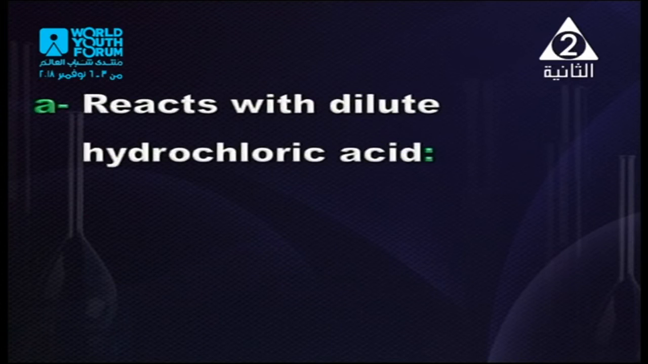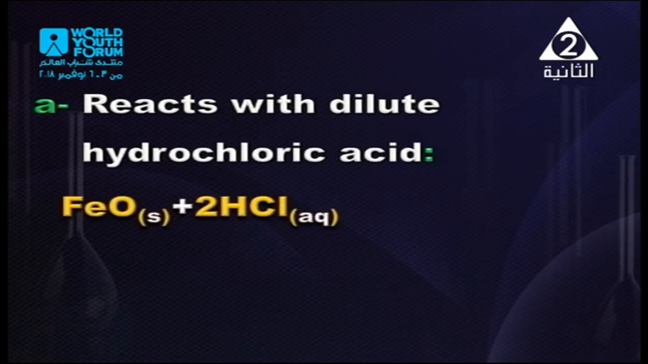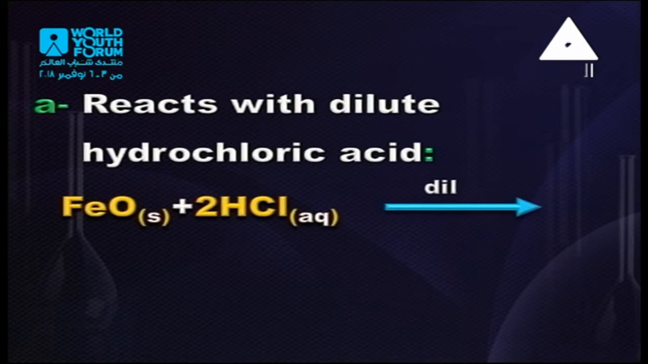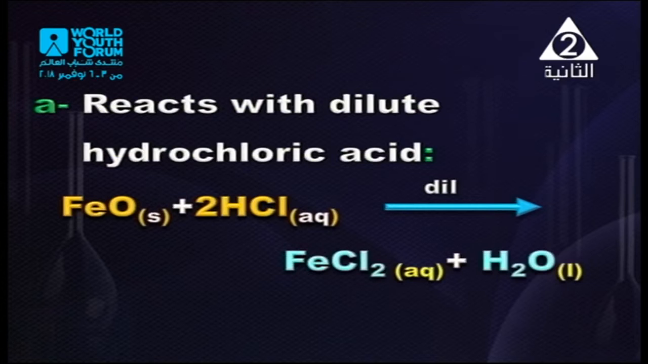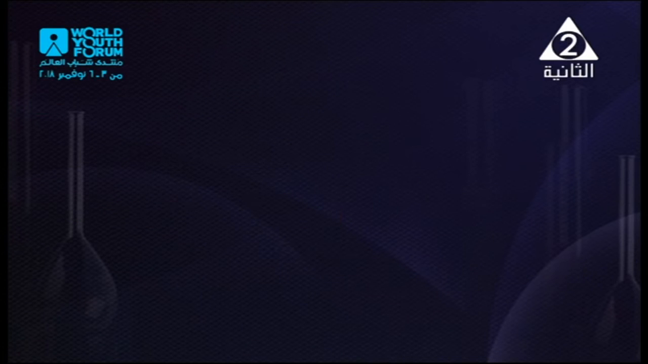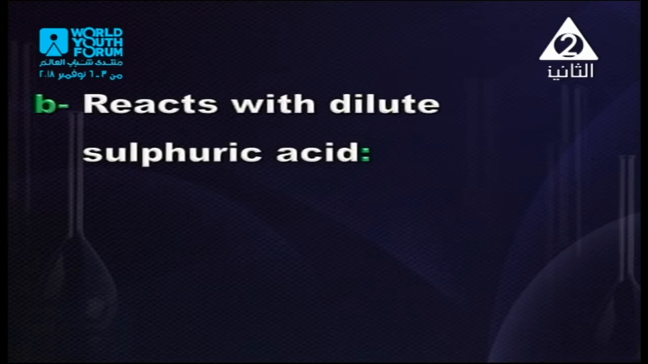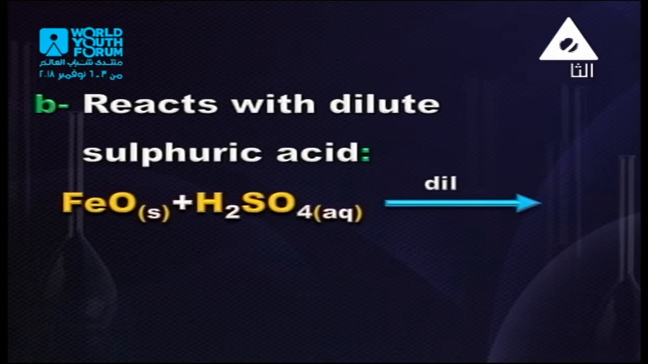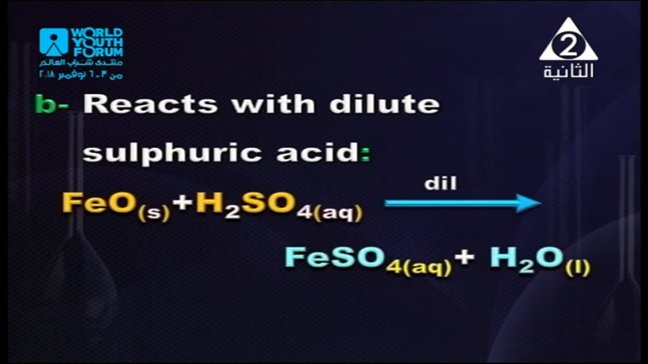As the reaction proceeds, when iron 2 oxide reacts with dilute hydrochloric acid, as the equation on the screen shows, iron 2 oxide plus dilute hydrochloric acid gives iron 2 chloride and water. Iron 2 salt is formed by adding iron 2 oxide to any dilute acid. So if we make the reaction between dilute sulfuric acid and iron 2 oxide, it also gives an iron 2 salt, which is iron 2 sulfate, releasing also water.